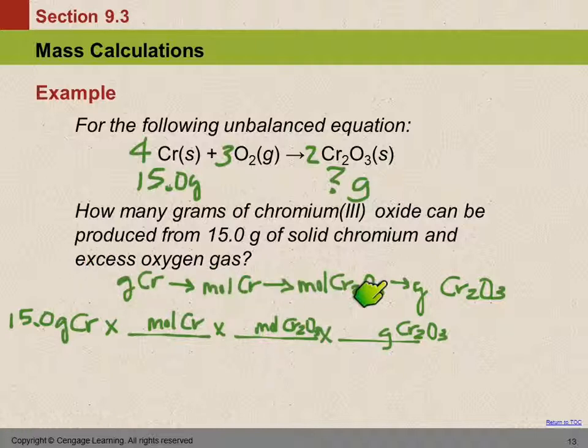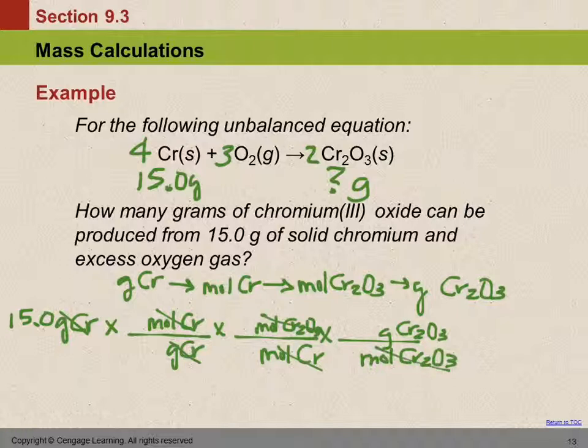So the path gets repeated here. Grams of chromium to moles of chromium to moles of chromium oxide to grams of chromium oxide. And then we're just following our pattern of dimensional analysis and putting units in the bottom to cancel out the unit in the top of the previous term. So we want these to go away. Any questions? We get all our units in, and then we need numbers.